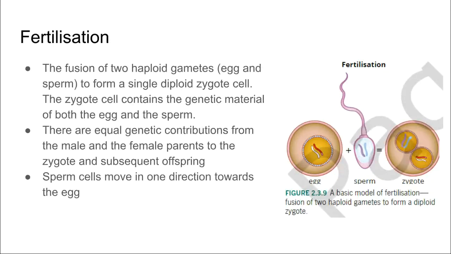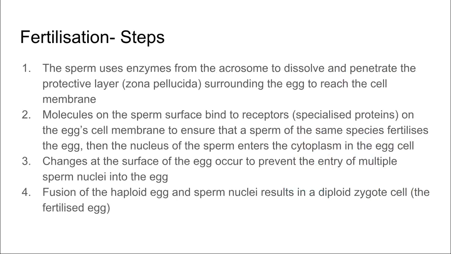Fertilization, just recapping from last video, is the fusion of two haploid gametes, and they form a single diploid zygote cell. This cell contains the genetic material of both the egg and the sperm, and there are equal genetic contributions from both the male and the female. The sperm cells, in fact, move in one direction towards the egg to fertilize it. We can see both of those processes happening on the right-hand side in the image there.